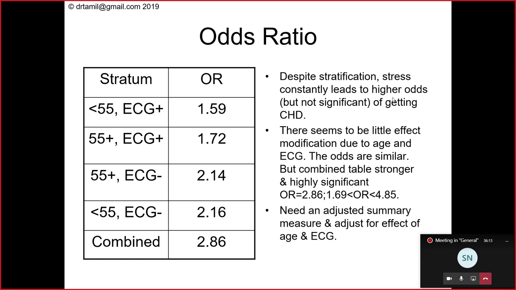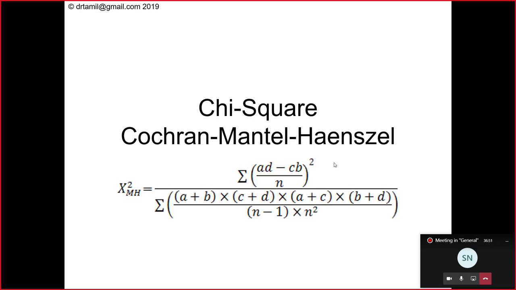So take note, despite stratification, stress constantly leads to higher odds, although not significant, of getting coronary heart disease. There seems to be little effect modification due to age and ECG. The odds are similar, but the combined table is stronger and highly significant. So we need to adjust. You need an adjusted summary measure and adjust for the effect of age and ECG.